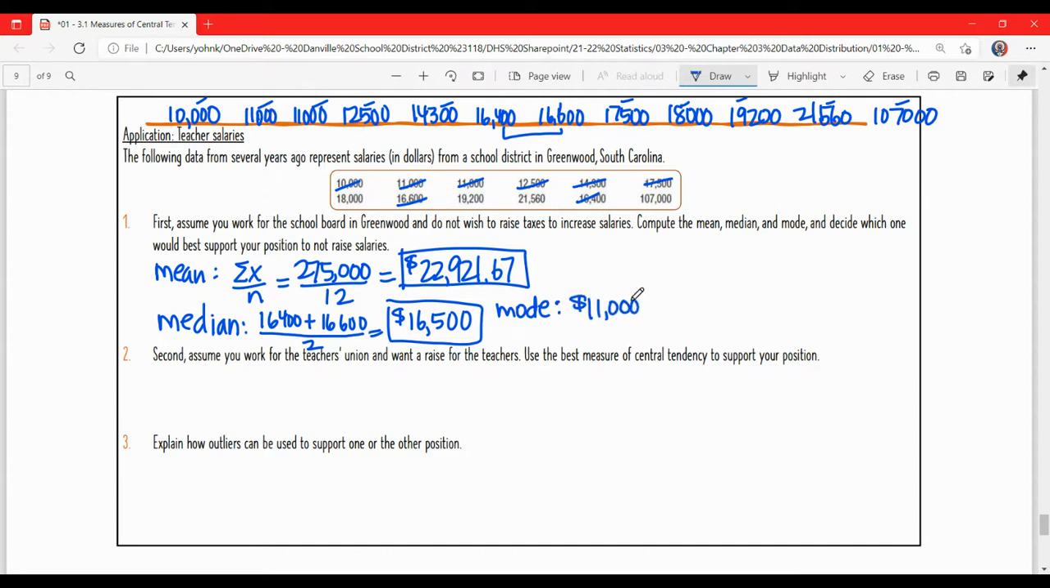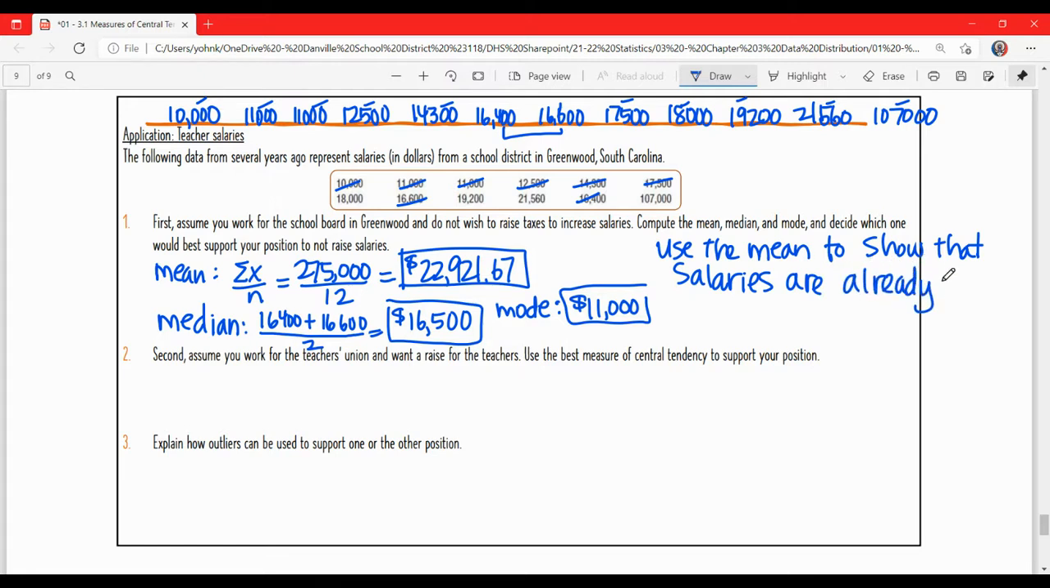Okay, so then the question is, if I'm trying to convince the school board to not raise taxes to increase salaries, which value would I use? Well, if I work for the school board and I don't want to raise salaries, then I want to show that the salary is as high as it possibly can be. So I'm going to use the mean to show that salaries are already high. That's the highest one out of the 3. So that would be the best one to say, hey, we don't need to raise taxes. They're already making a ton of money.